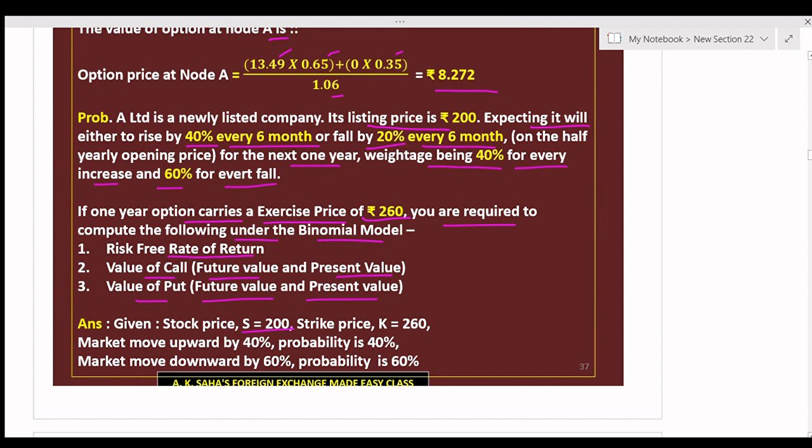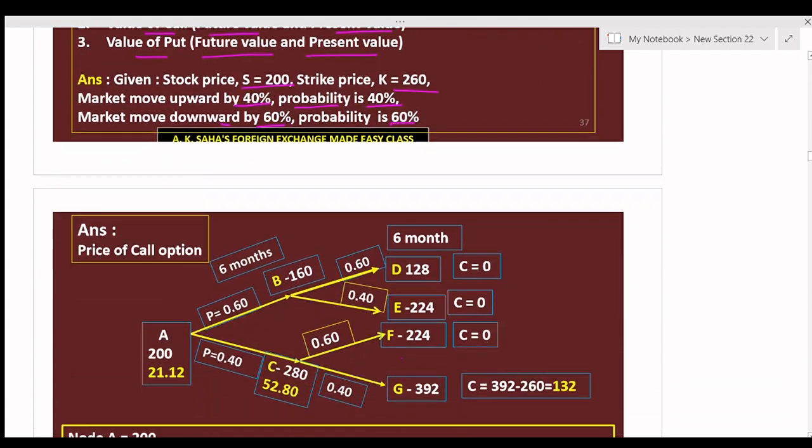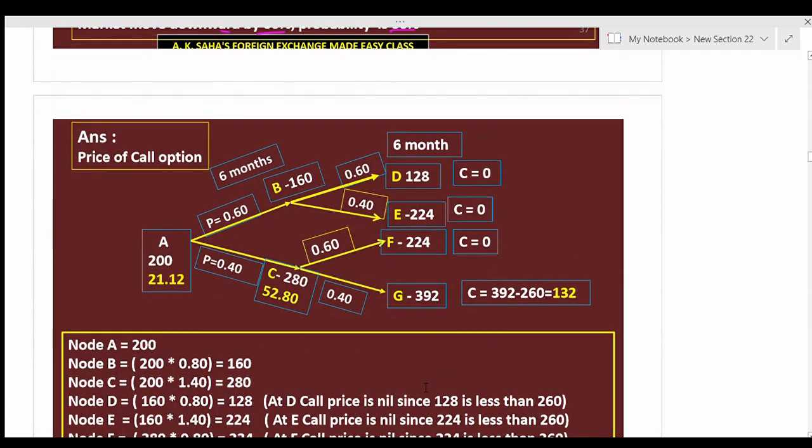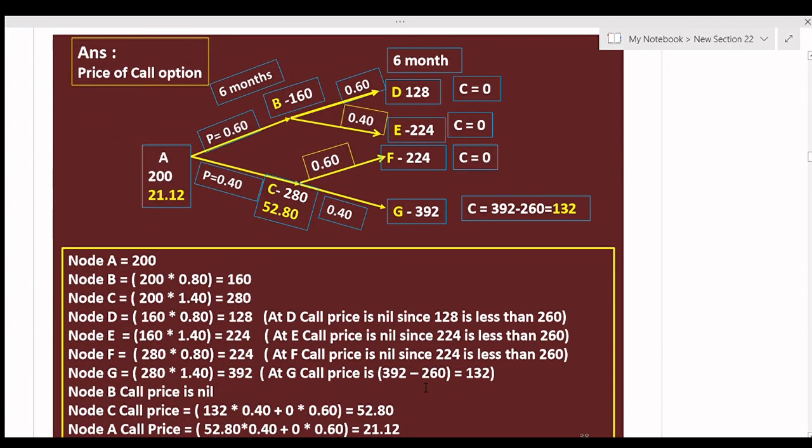Now given stock price S is equal to 200, strike price K is equal to 260. The market moves upward by 40% with probability also 40%, and the market moves downward by 20% with probability 60%. Now draw the decision tree.